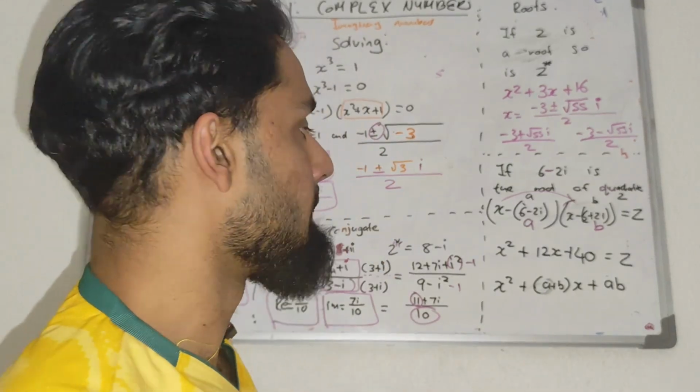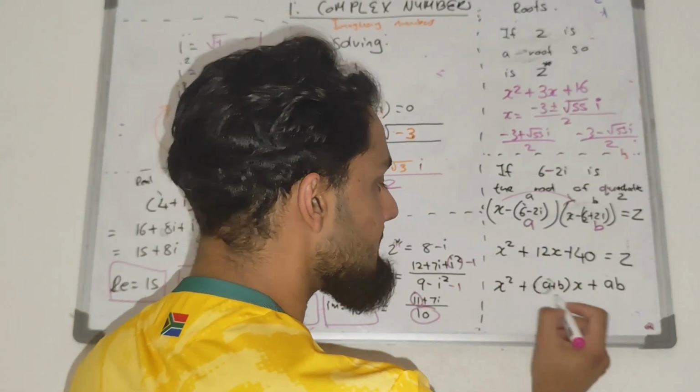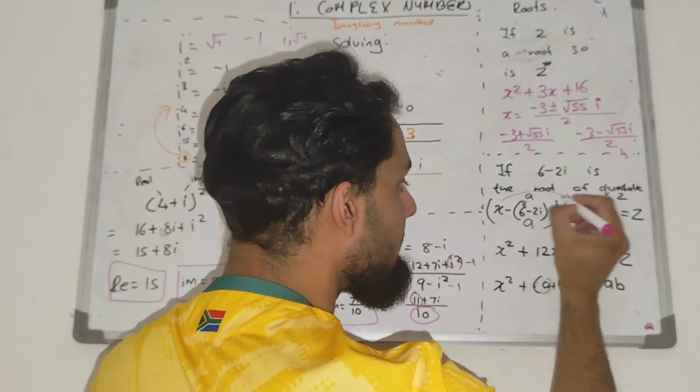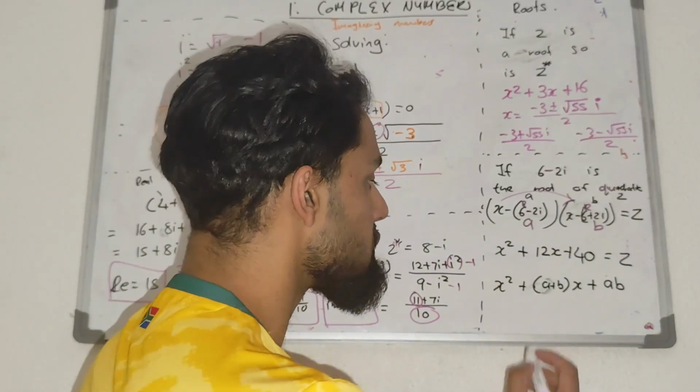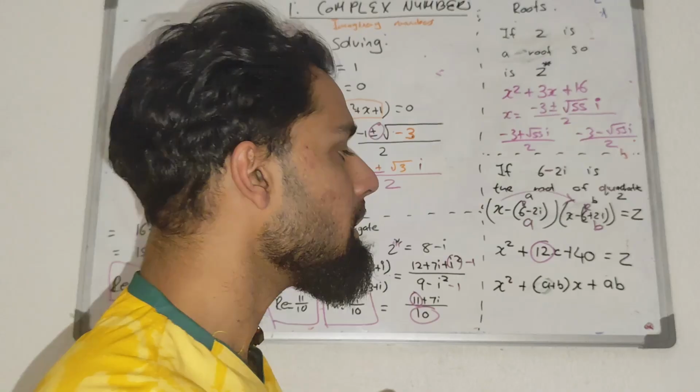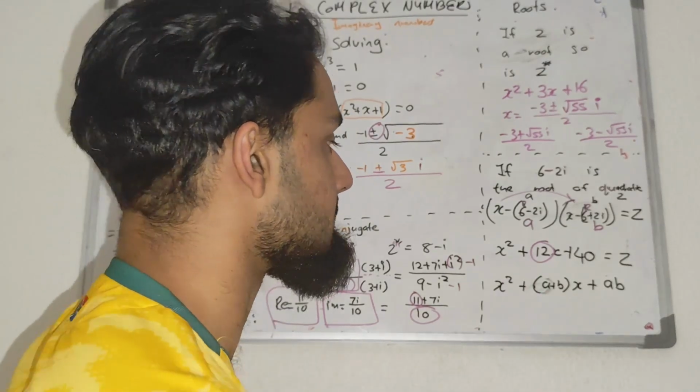Now let me tell you why. The reason is that a plus b will just be adding up your real numbers from these two, because minus 2i plus 2i will cancel out. So you end up with an easy 12 there for your coefficient of x.